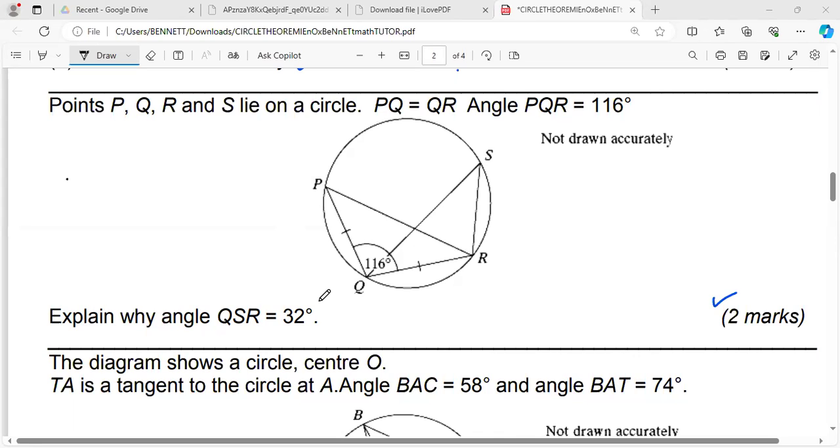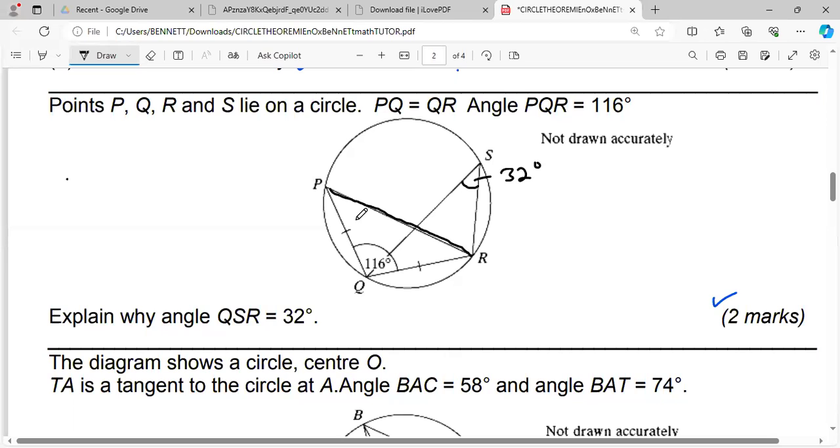So I'm going to find QSR first of all. So they want this angle. They want us to prove that this right here is 32. How do we go about that? First of all, we have to just focus on this triangle right here. This is the key to getting it.